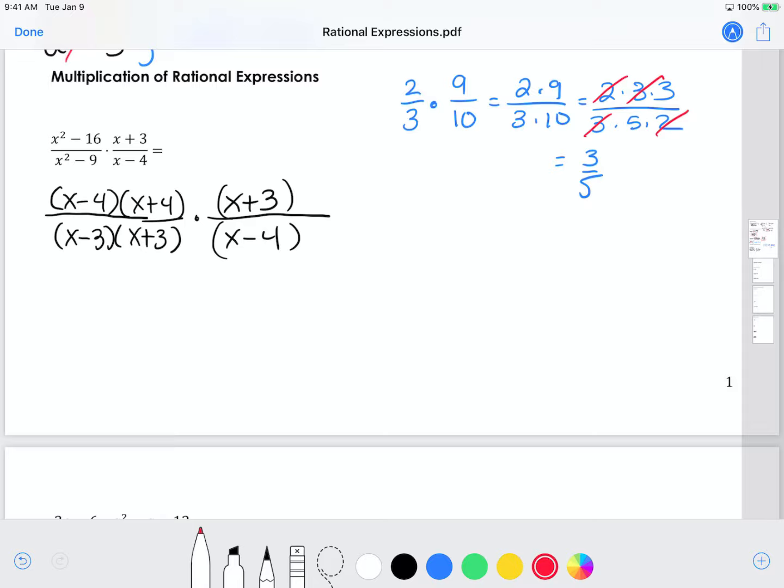Now we're going to cross off what they have in common on the top and the bottom. On the bottom and the top, I have an x minus 4, so I would cross that off. And on the top and the bottom, I have an x plus 3, so I can cross that off as well. And if you notice, what is left is x plus 4 and x minus 3. So I would write my final answer as x plus 4 and x minus 3.